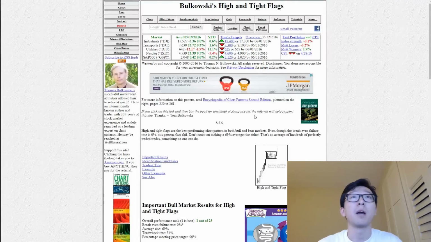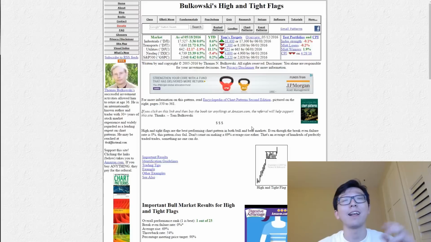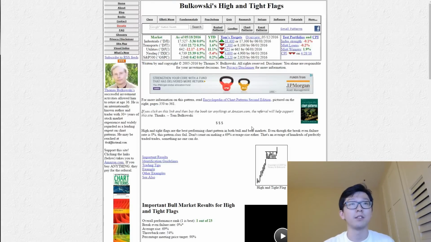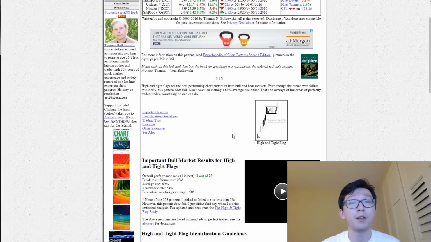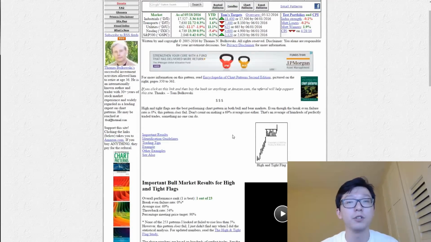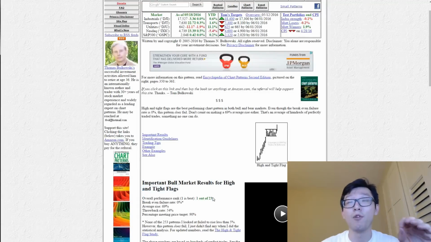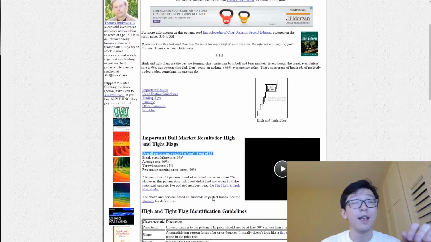This guy named Bulkowski has analyzed many stock price patterns and consolidated them into a book, and it has been back tested. It has been done over many years in the stock market, which is still applicable in the cryptocurrency world because we're talking about technical trading here. So the high and tight flag is ranked number one in overall performance out of all his stock price patterns.